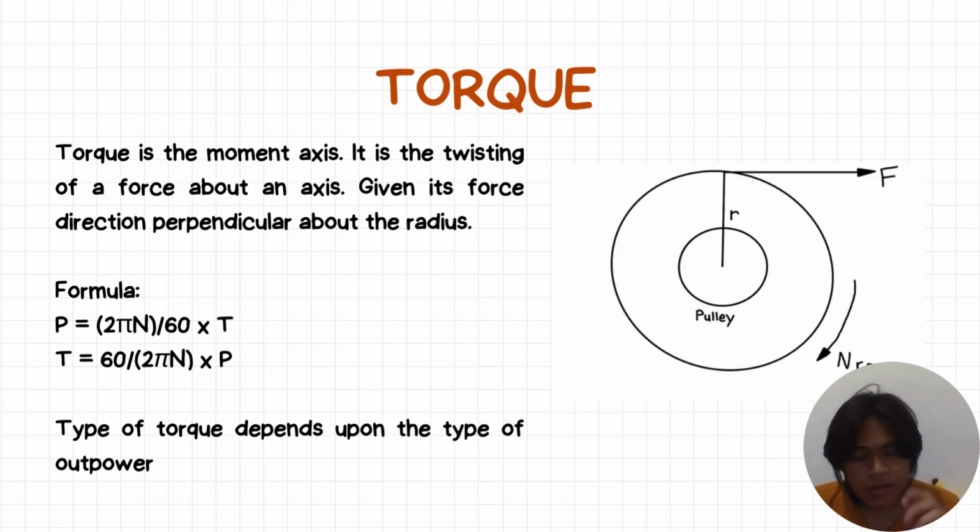Note, there are two types of torque, at least in our module. There is the shaft torque and there is the armature torque. So this type of torque depends upon the output power, or the power out.